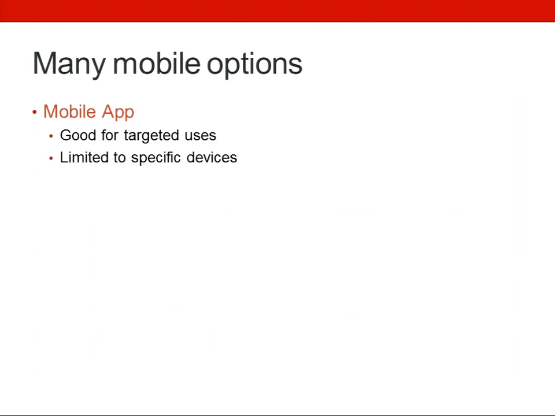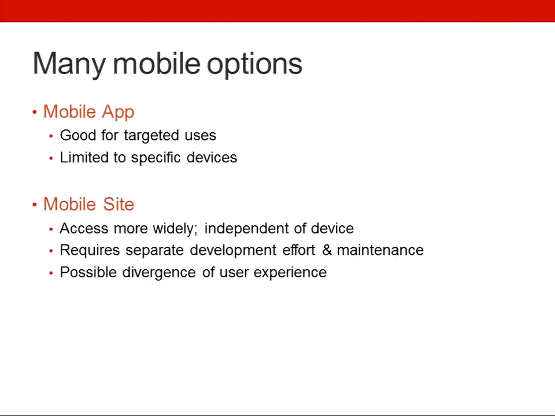So we looked at a lot of different options, and I'm not going to go over this very much because it's really been covered by my colleagues here. The mobile app was one possibility, and we have done some beta iterations of mobile apps. They're really good for a targeted use, but they're limited, as people have covered, to specific devices. So then we looked at doing a mobile site, and we wouldn't have the device issue. More people could access it, but it would require a completely separate development stream and maintenance stream, and we weren't sure that we really could support that.